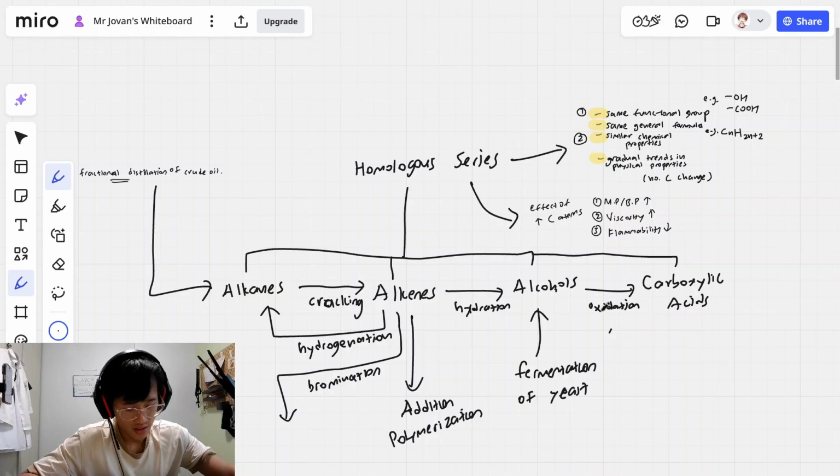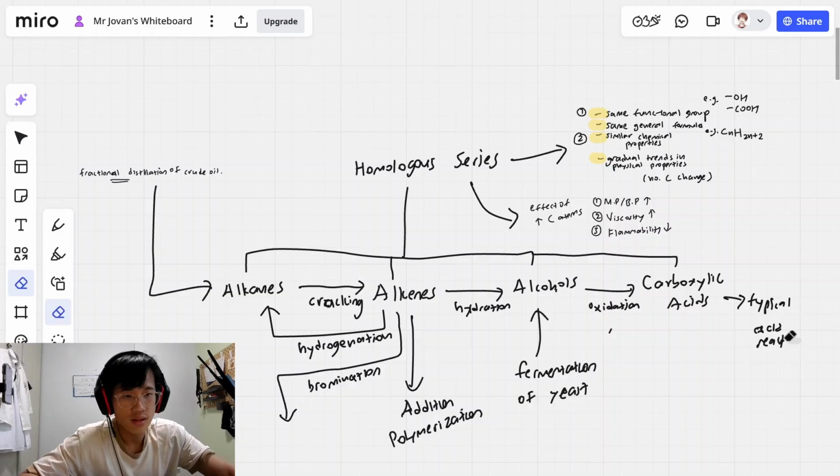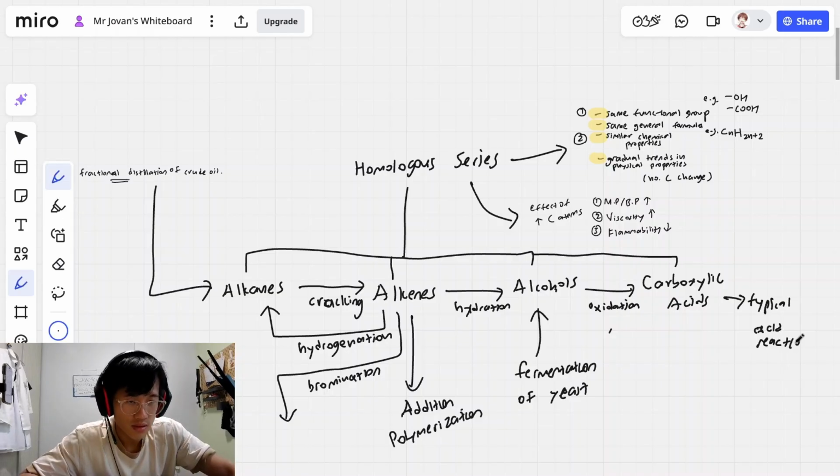What happens if I react carboxylic acids with other things? Remember I said I want you to refer to your acid notes because it is our typical acid reactions. If you're good at acid bases, then you'll be good at reactions of carboxylic acid off the bat. You just treat them the same, but remember carboxylic acid is a weak acid.